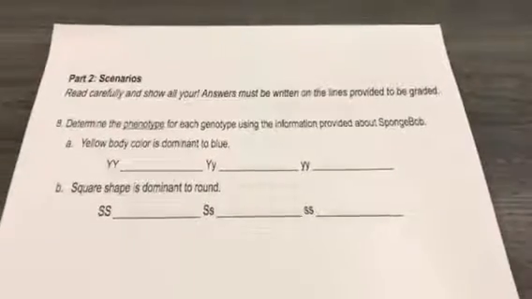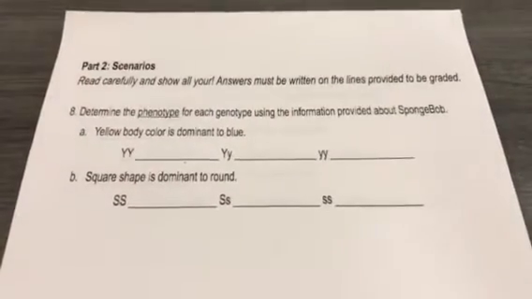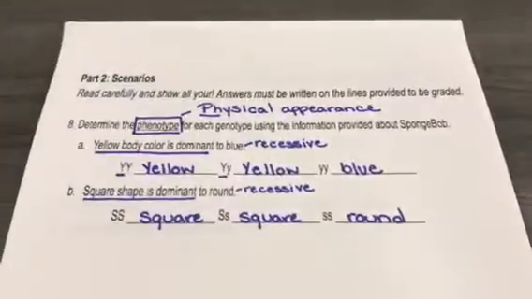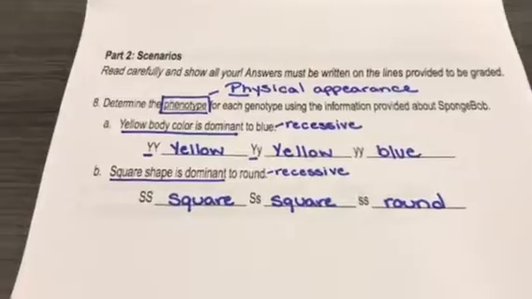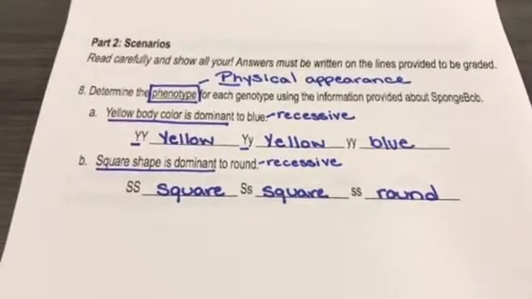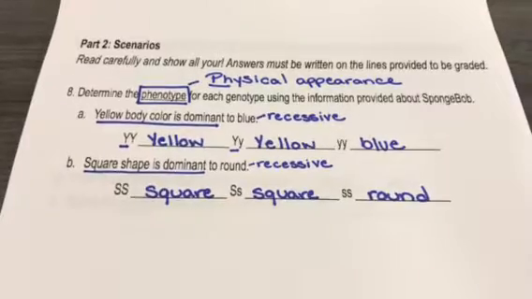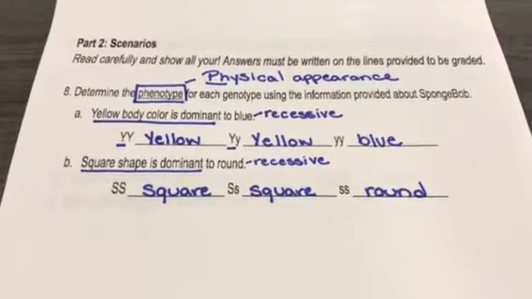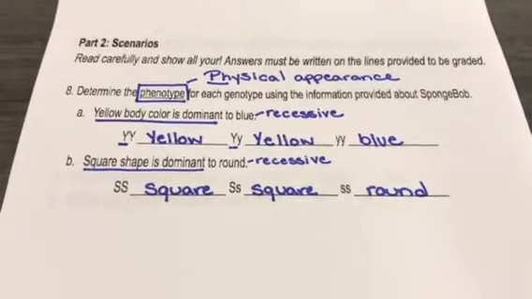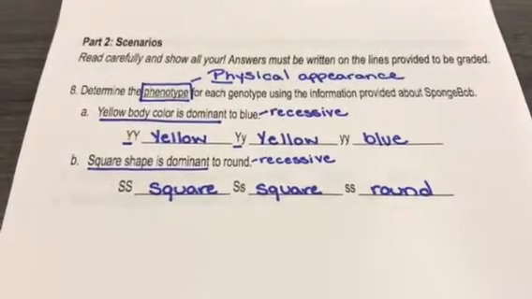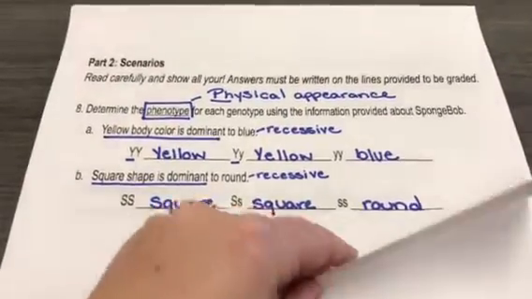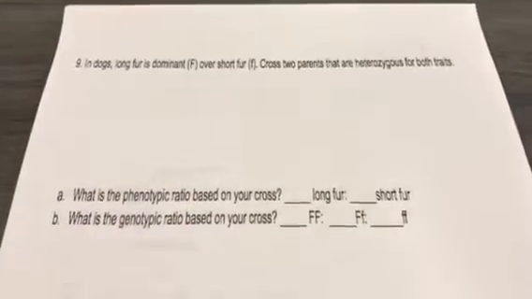All right, here's part 2, all of the scenarios for your quiz. For number 8, make sure that you're looking for the phenotype, the physical appearance from the vocabulary. For A, it says that yellow body is dominant, so anything with a capital Y is going to be yellow. For B, square shape is dominant, so anything with a capital S would be the square shape. Again, make sure phenotype, you're looking for physical.